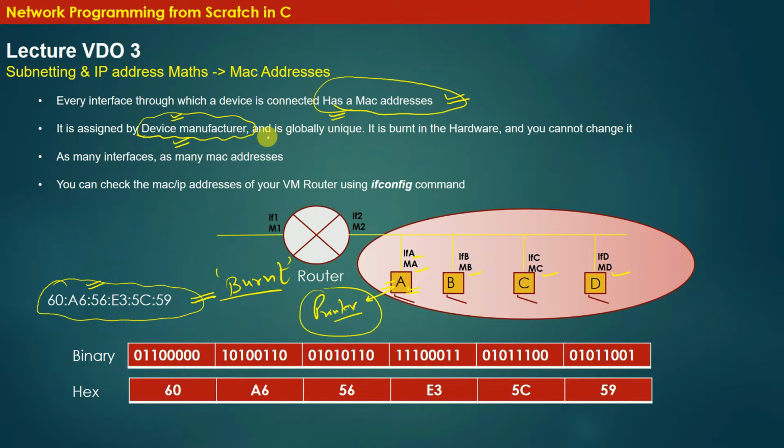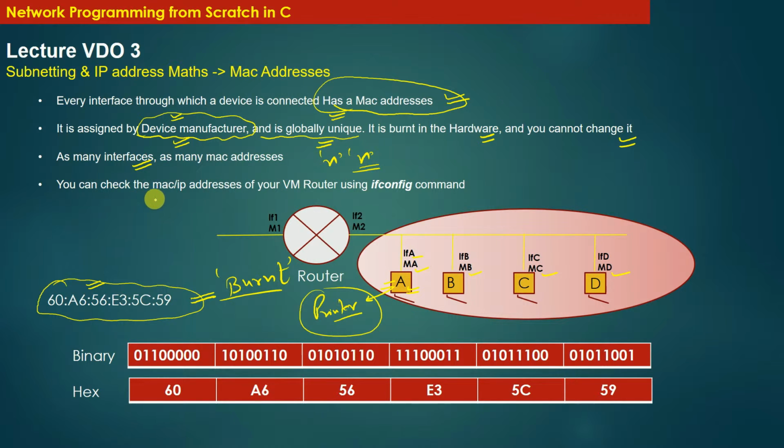So a MAC address is also globally unique. It is burnt in the hardware and you cannot change it. You don't have any control over the MAC address. MAC addresses are configured on the interface, so if the device has n number of interfaces, it means that the device has n number of MAC addresses.